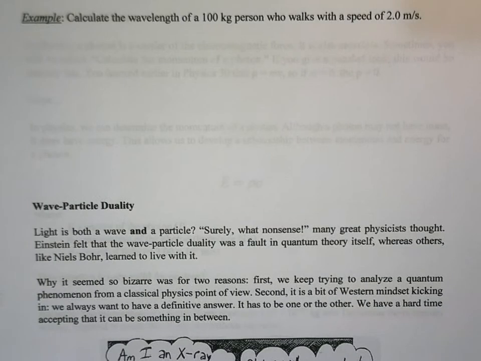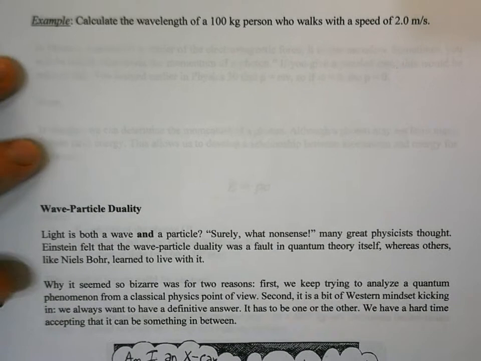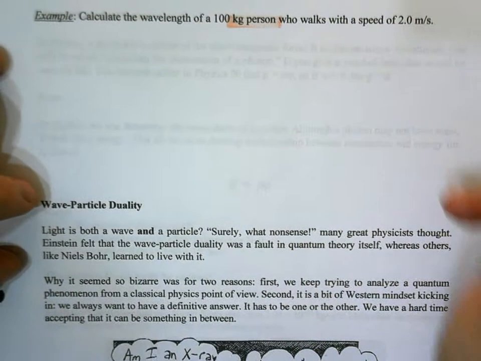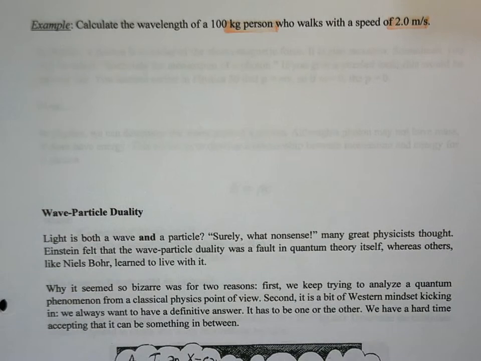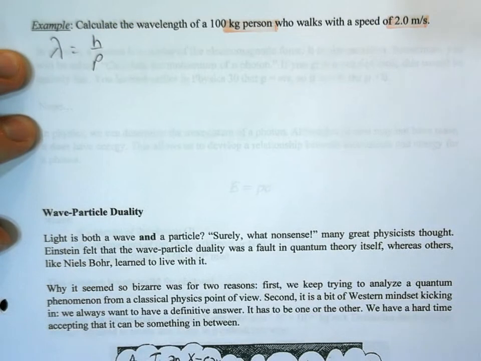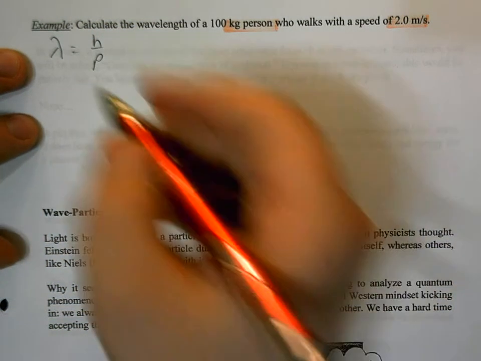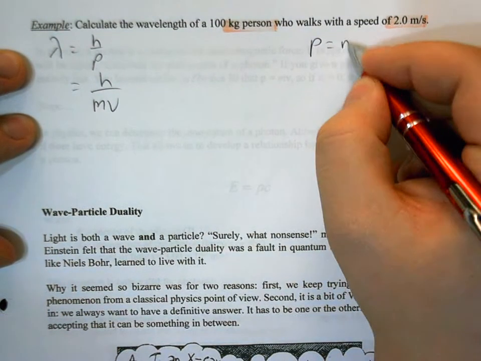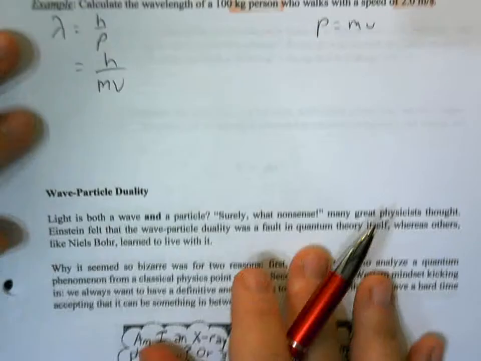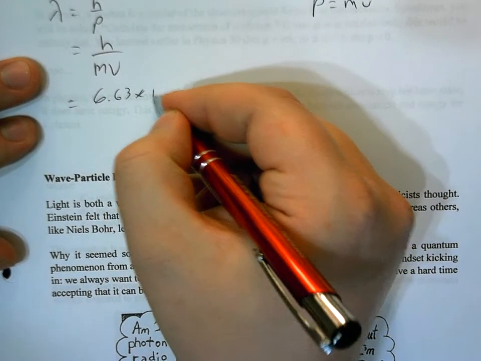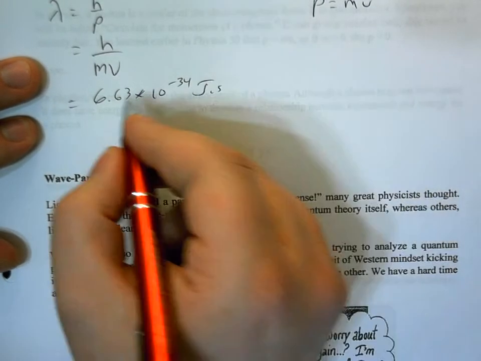So let's calculate the wavelength of a person. A person who is 100 kilograms is going to walk with a speed of 2 meters per second. So let's see. We've got lambda equals h over p. Now for a person walking at a speed of 2 meters per second, we know our definition of p is just going to be mv. So we have h over mv. So let's find this wavelength of a person. We've got 6.63 times 10 to the minus 34 joule seconds.